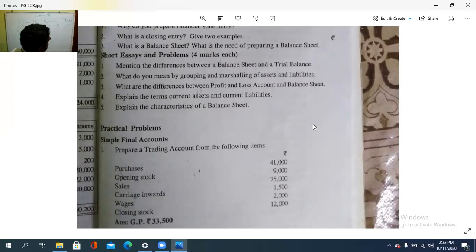So 75 plus 12, 87,000. Now 41,000 plus 9,000 plus 3,500, that is 53,500. 87,000 minus 53,500, so 33,500. See, the answer is correct: to gross profit carried down, 33,500. Okay, so this is the case with regard to the trading account.